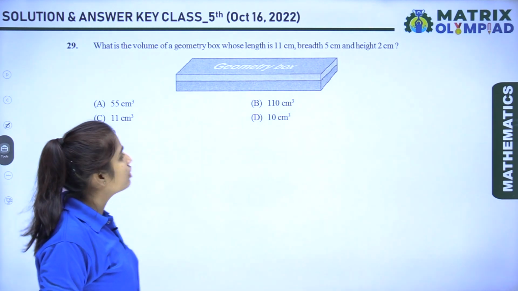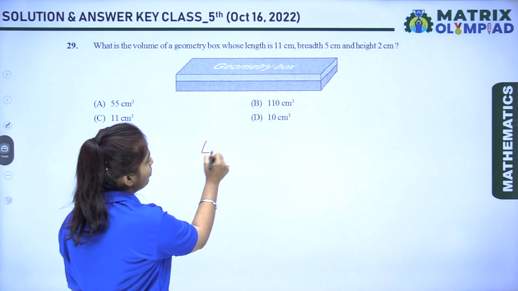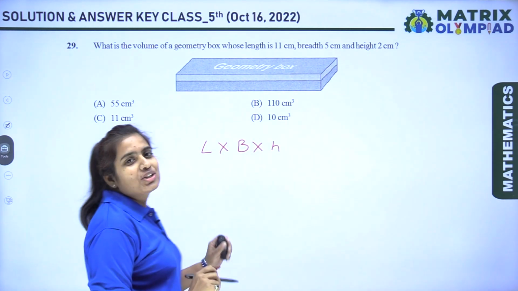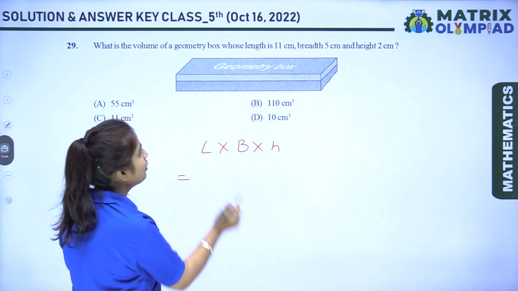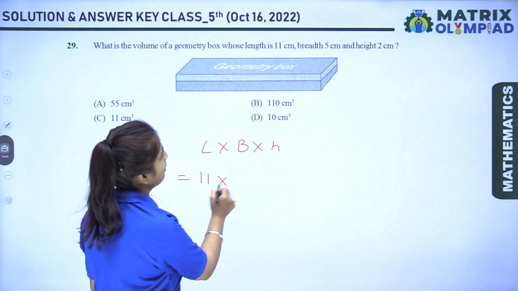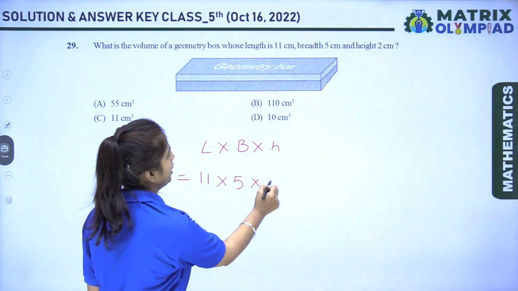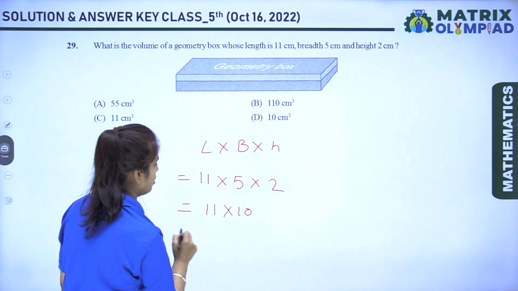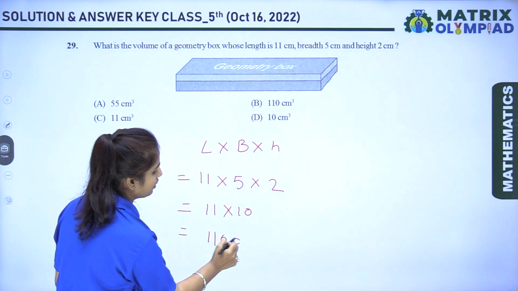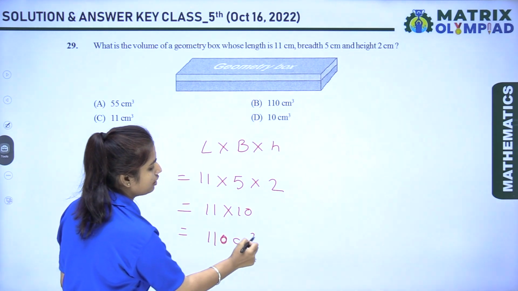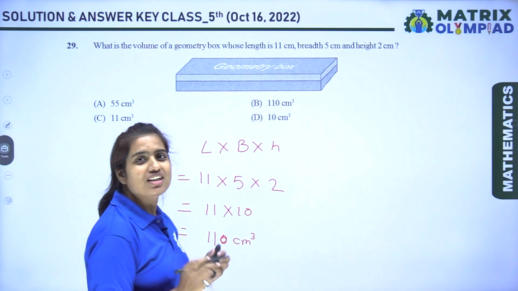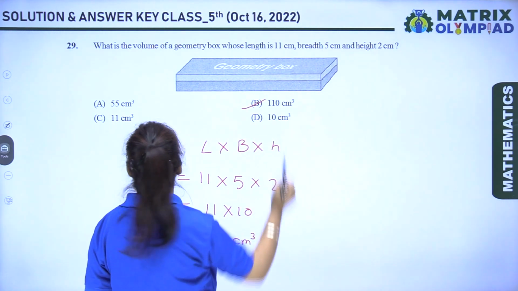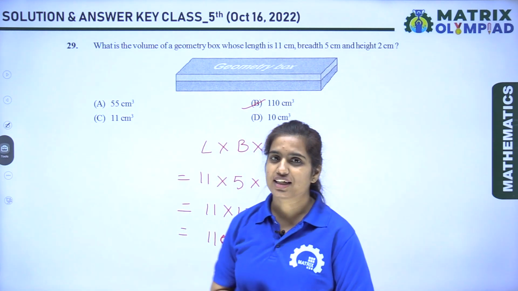We have to find out the volume, and this is a cuboid shape. So we can apply the formula, length into breadth into height. So here we have to put the values in the formula, and that is 11 multiplied by 5 multiplied by 2. So after calculation, we get 110 centimeter cube. So the volume of the geometry box is 110 centimeter cube. So according to the options, option B is the correct answer.